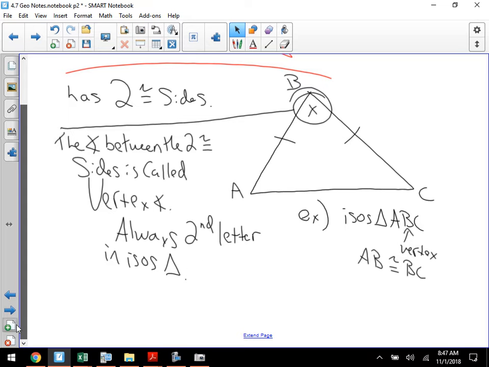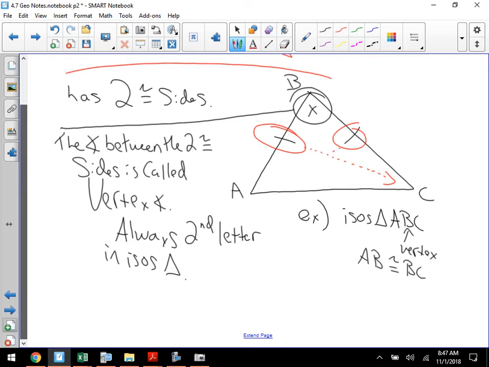The other part of an isosceles triangle is that these congruent legs, or congruent sides, look at congruent angles. So an isosceles triangle has two congruent sides and two congruent angles. The two angles are always opposite the congruent sides. The two angles are always opposite the two sides.